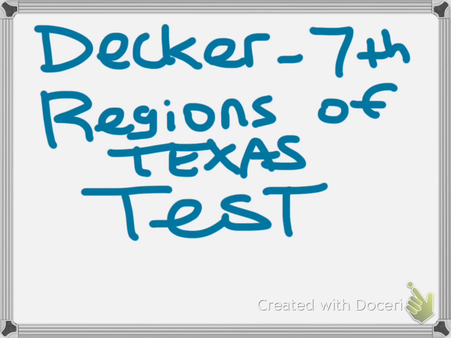Number 9, what is the most arid region of Texas? A, North Texas, B, West Texas, C, Central Texas, D, Coastal Texas.